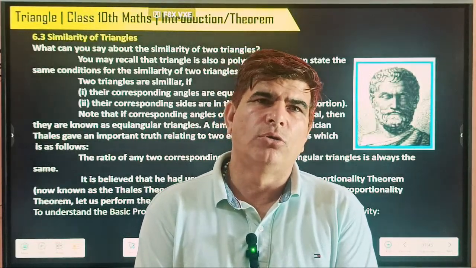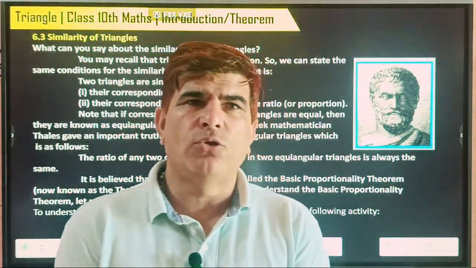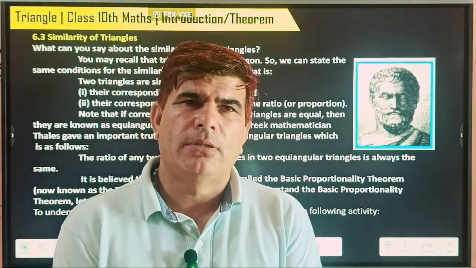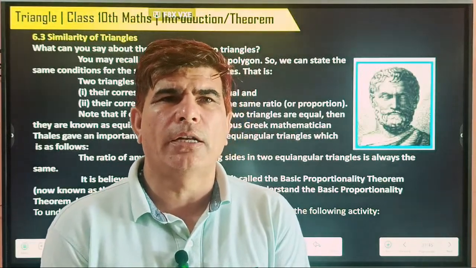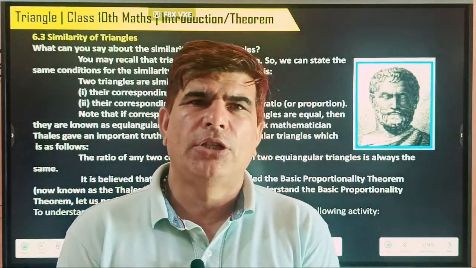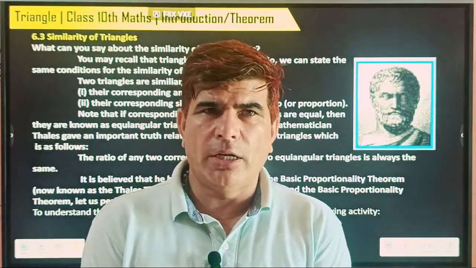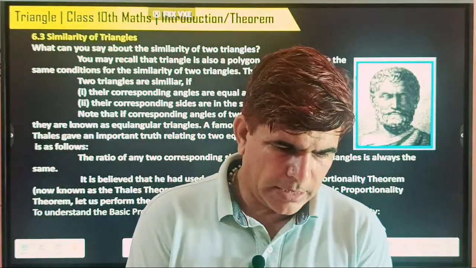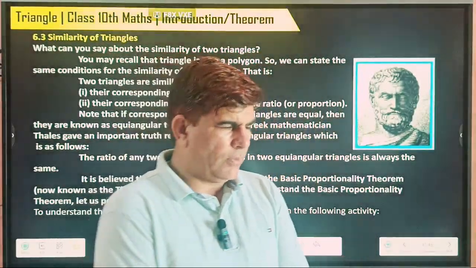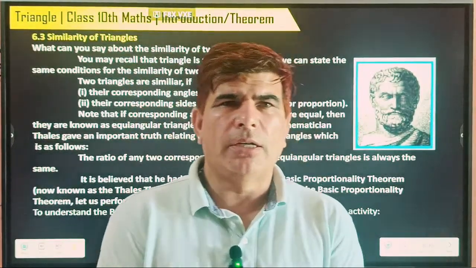Then what I told you: two figures are said to be similar if their corresponding angles are equal and corresponding sides are in the same ratio. Understood till here? So now we can start the next part, the proof of this definition of similarity.